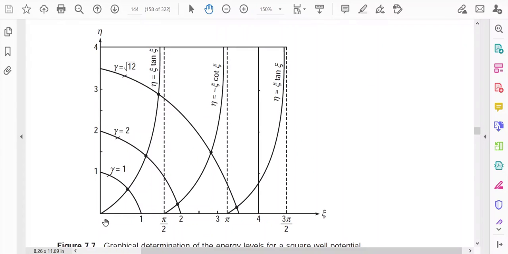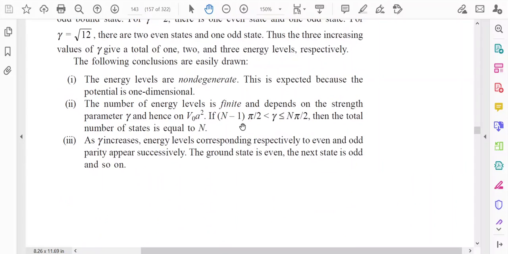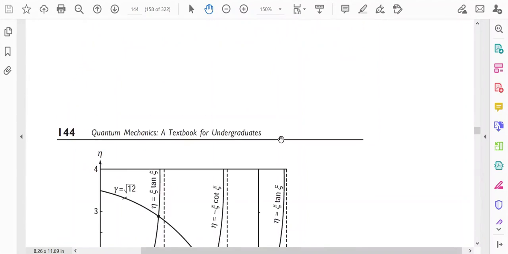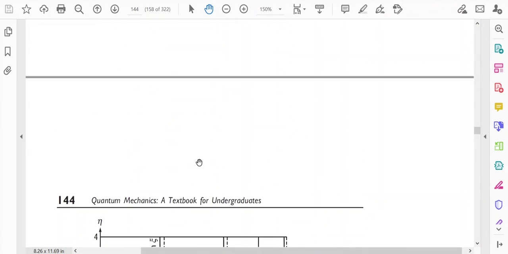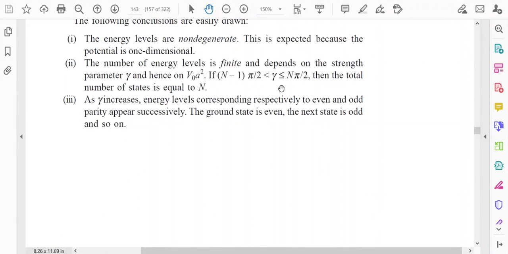Then if you set another value of n, suppose capital N is equal to 2, then the range will be 2 minus 1, which means pi by 2, and this will be pi. So pi by 2 to pi, that means in this range you are obtaining two states. So this is actually the generalization. We have already discussed this fact earlier.